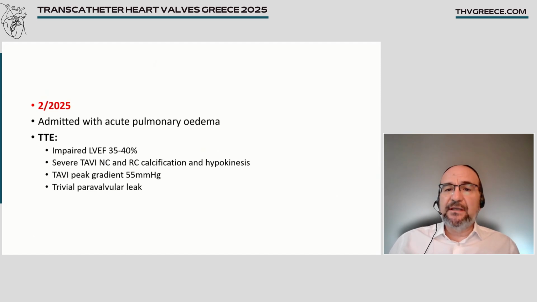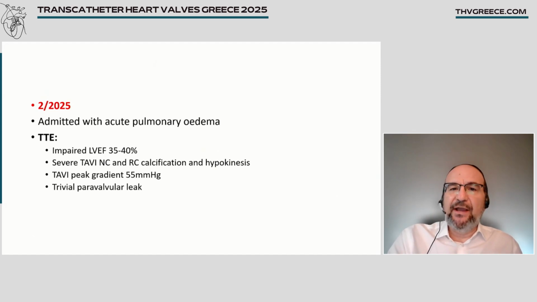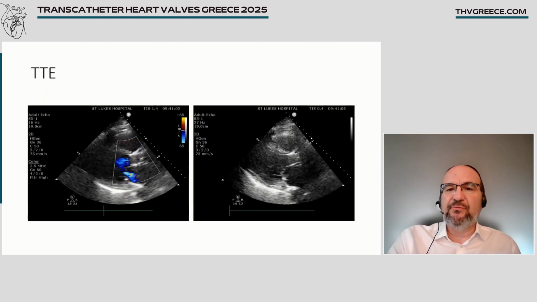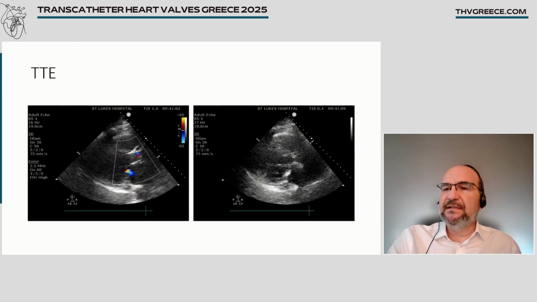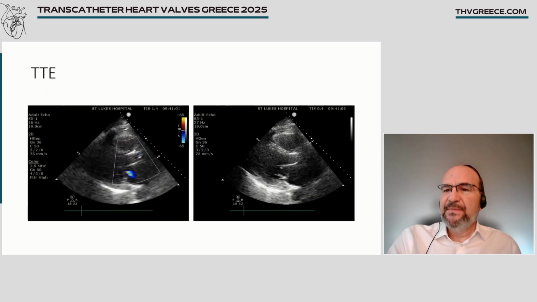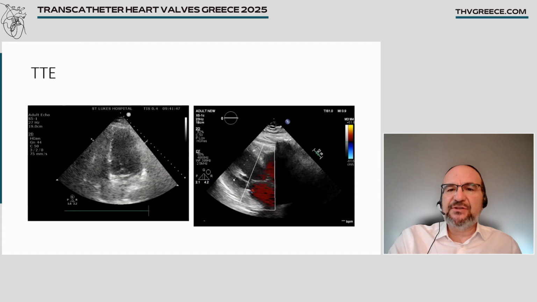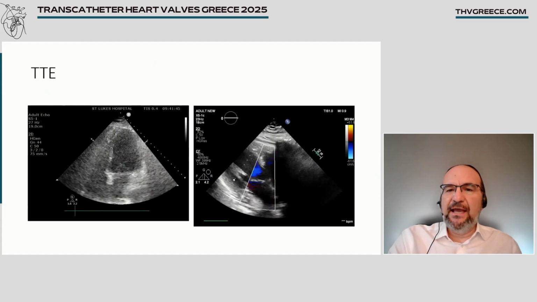And we also noticed severe TAVI, non-coronary, right coronary calcification, hypokinesis, with a TAVI gradient of 55 this time, and a trivial paravalvular leak. And this was to our surprise, because the same person did the echocardiogram a few months ago. It was pretty normal. But anyway, we had to confront this patient, and we had to manage this patient. And this is the echocardiogram, which shows the calcification of the TAVI leaflets, and you can see that the ejection fraction is falling, the LV function is dropping.